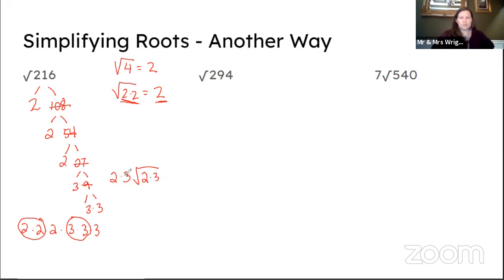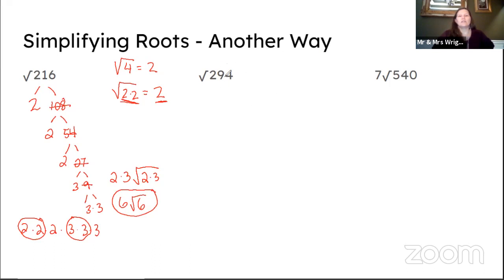Okay, so my pairs that got married, my 2 and my 3, they're outside of the house here. And so now I just complete this multiplication. 2 times 3 is 6, and 2 times 3 is 6. So the square root of 216 simplified is 6 square root of 6.